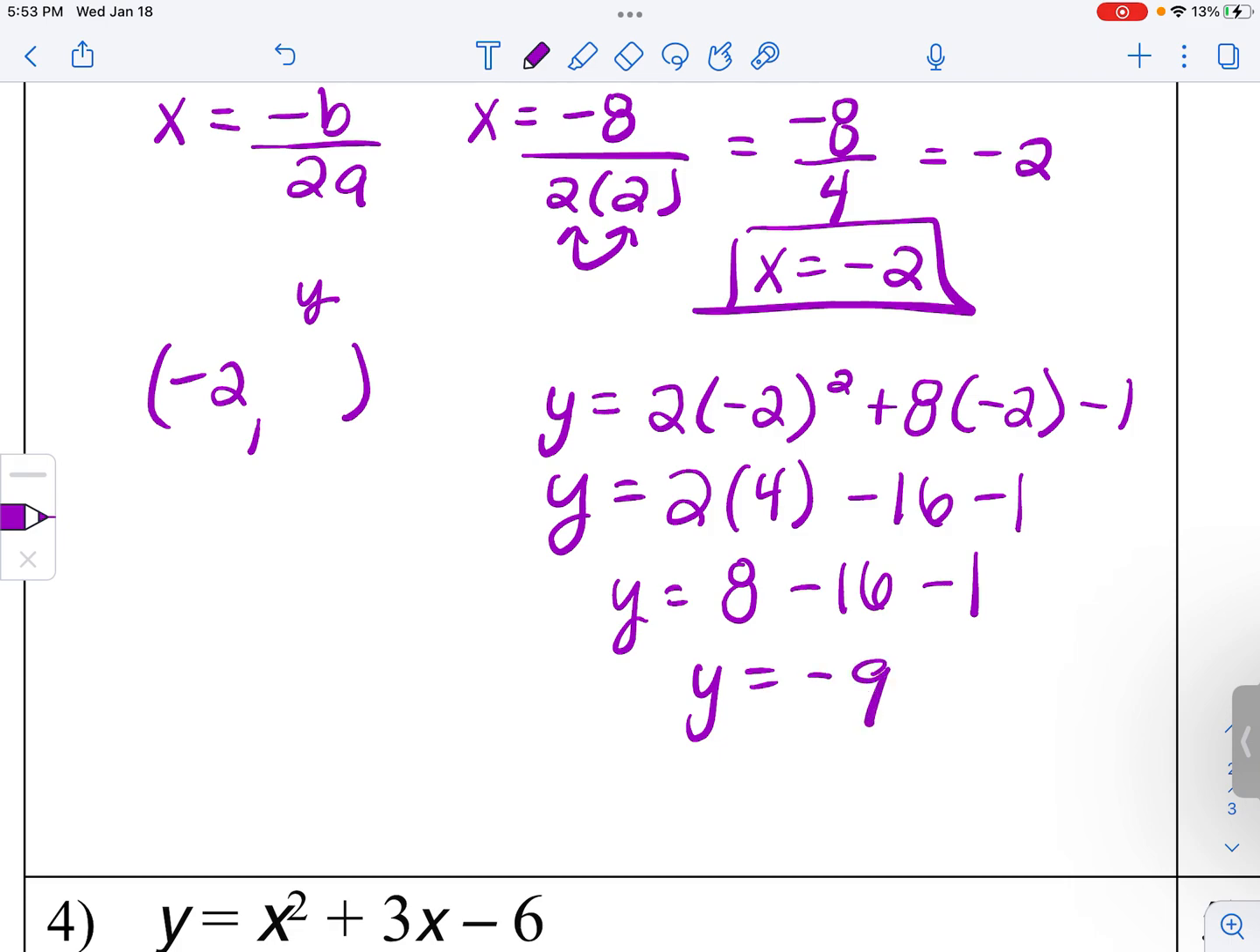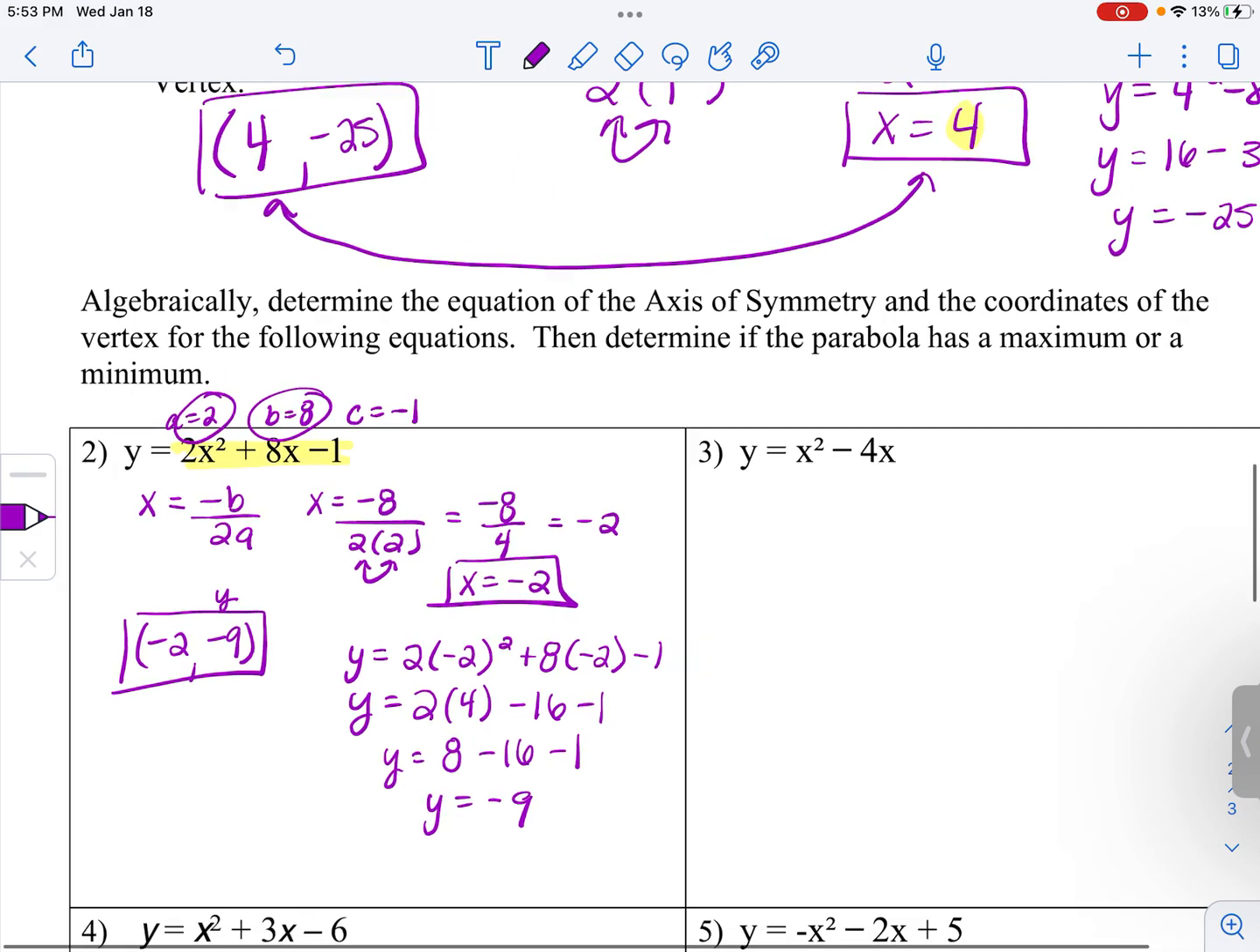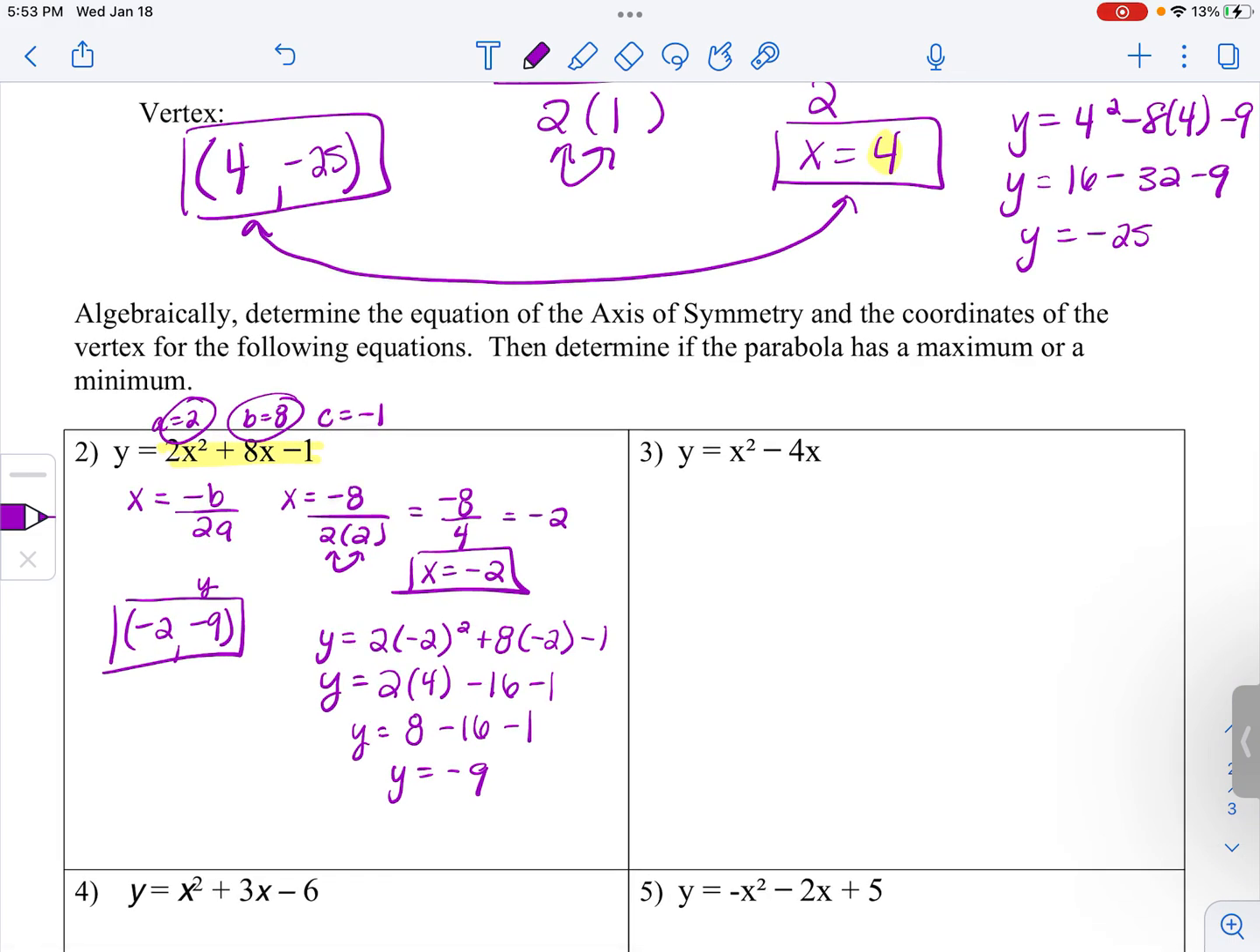Okay, hopefully you were able to do this and get the same answer as me. So you should get negative 9. Oh, also in this problem, it wants to know, will your parabola have a max or a min?